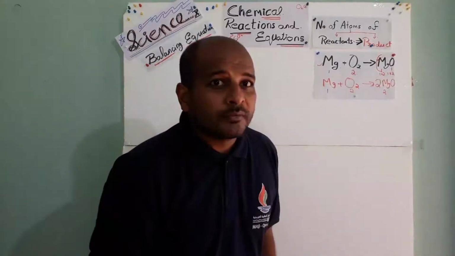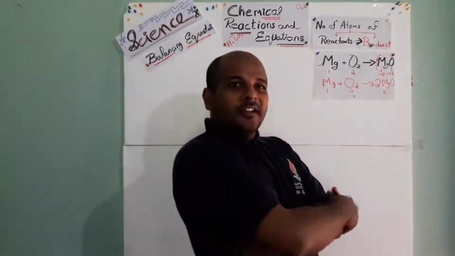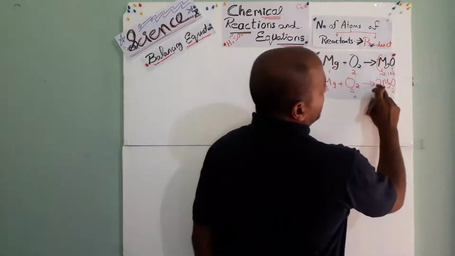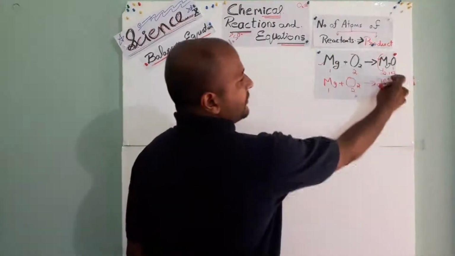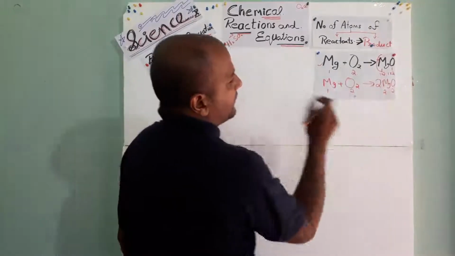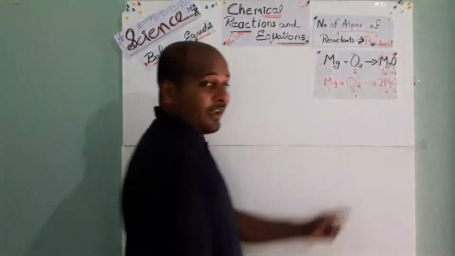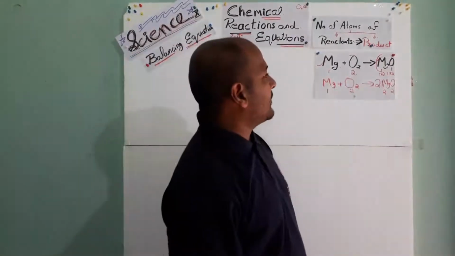Mg2. Is it balanced? Again, you get confused, right? See, but here oxygen is also 2. 2 into 0, 2 into oxygen, 2 oxygens, 2 Mg is 2. I am writing the number of atoms at the bottom of that equation.